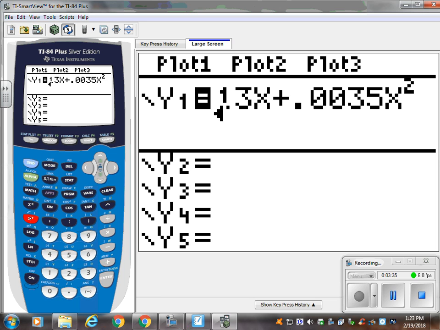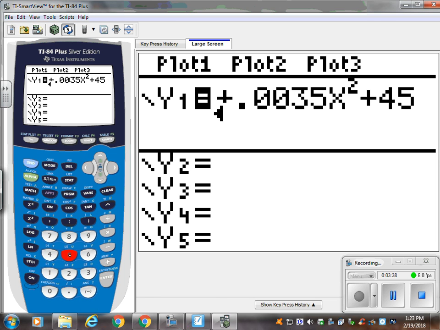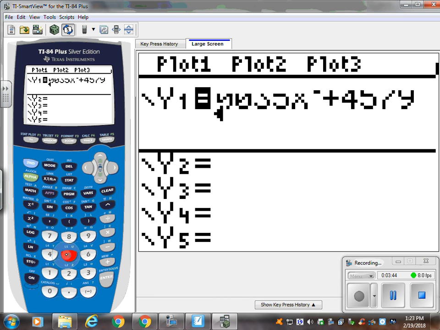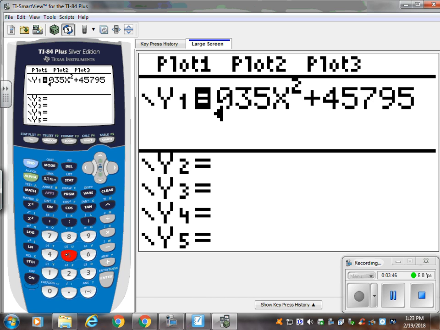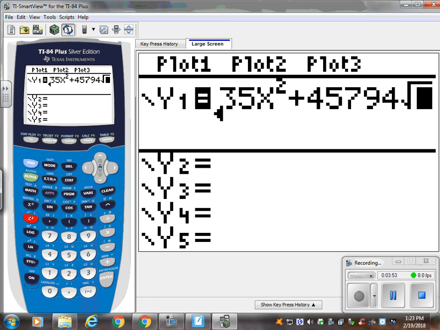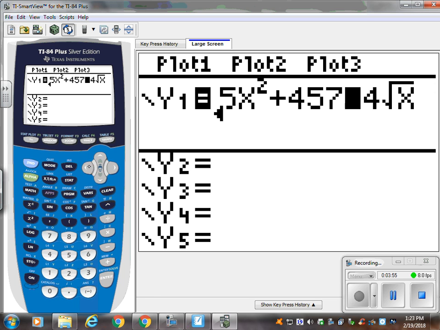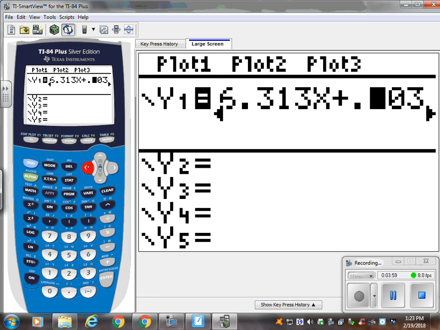Plus 45. Oh, I got too many zeros. I'm going to have to go back and take one of those zeros out. I think I picked up an extra one by mistake. Square root. What? A little indentation in my forehead. Oh, it feels really cool.